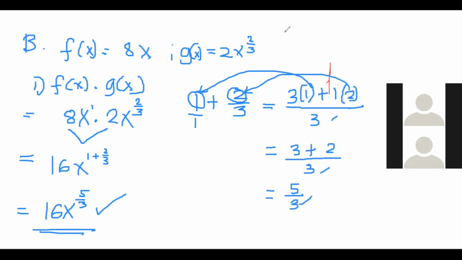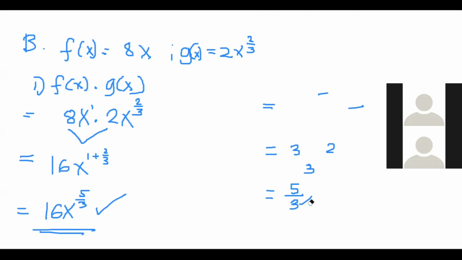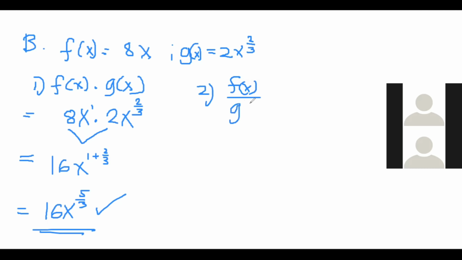Now let's proceed with division. Okay, I'm going to erase this. Alright, so for division, children, that is actually equal to f of x over g of x, or f of x divided by g of x. Right. So we're going to substitute the value of your f of x, which is 8x, divided by the value of g of x, which is 2x raised to 2/3.